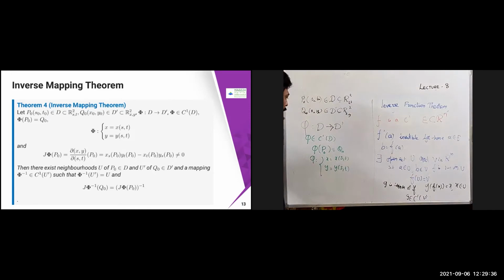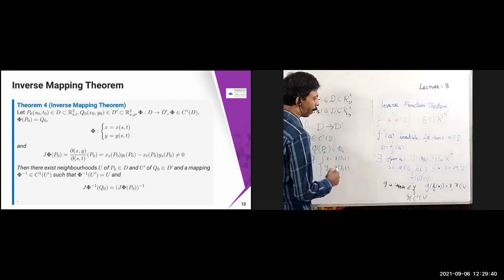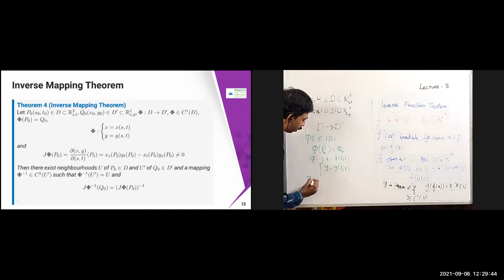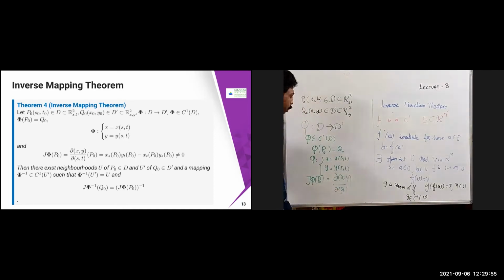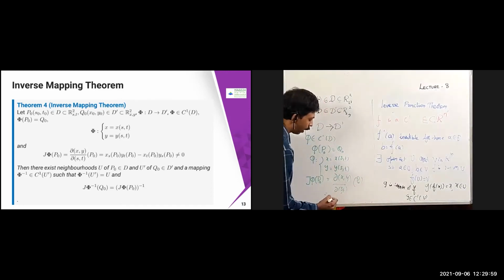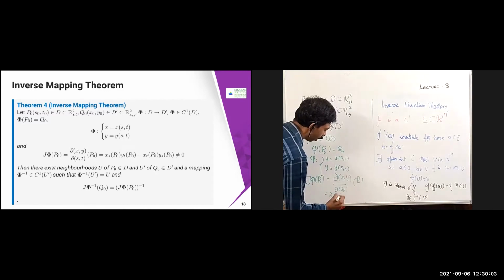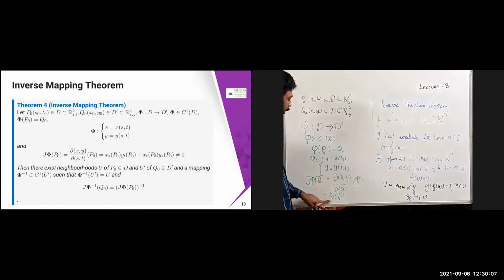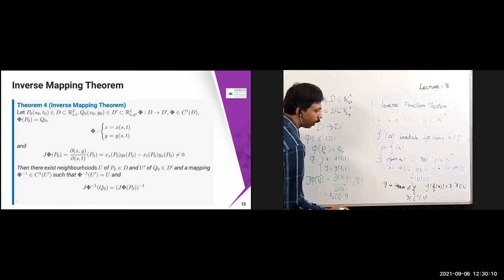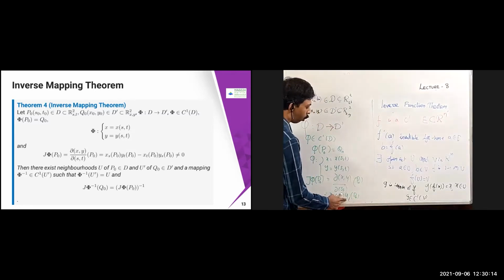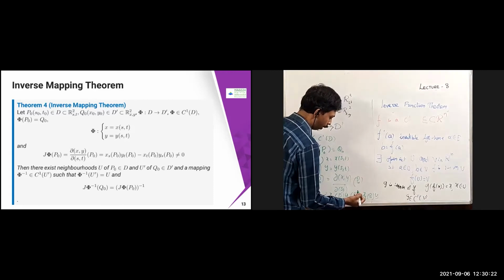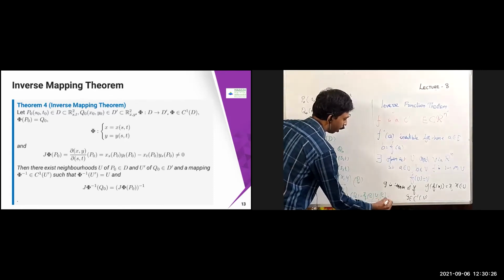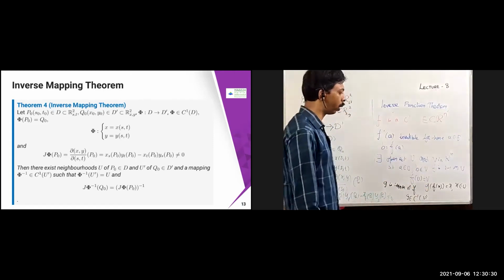Okay, so this is a one-one mapping. For this part we are going to have a Jacobian J pi of P naught, which is dou of X comma Y divided by dou of S comma T at P naught. It can be written as X_s of P naught, which means the derivative of X with respect to the variable S, into Y_t of P naught, the derivative of Y with respect to the variable T, minus X_t of P naught into Y_s of P naught, which I am assuming is not equal to 0.